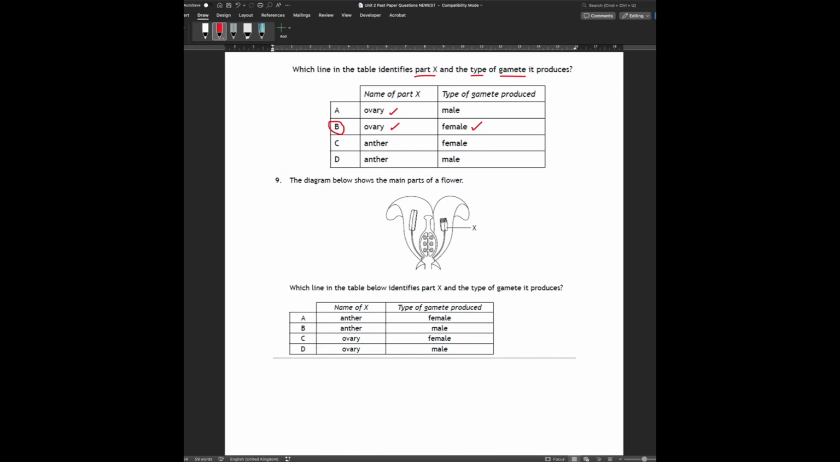Let's look at another example. This time, X is pointing to this structure here, which is the anther. So we know it's going to be A or B. The type of gamete that's produced, well, the anther produces pollen, which is the male gamete. So therefore, the answer is going to be B. Again, you can see a really similar question, but they're just asking something slightly different. So make sure you know your plant reproduction parts.